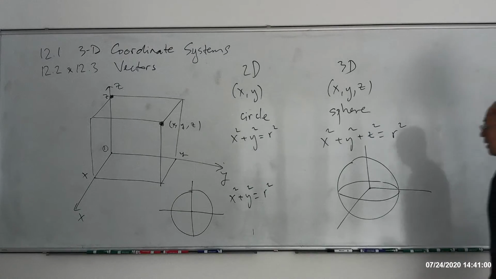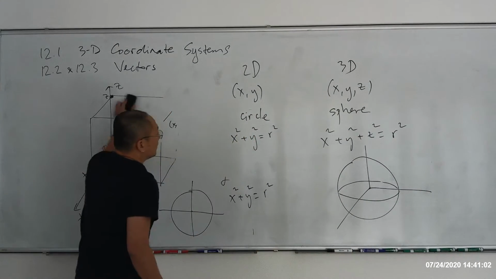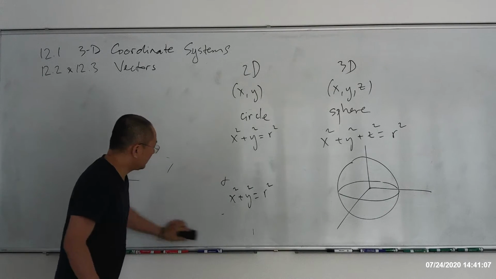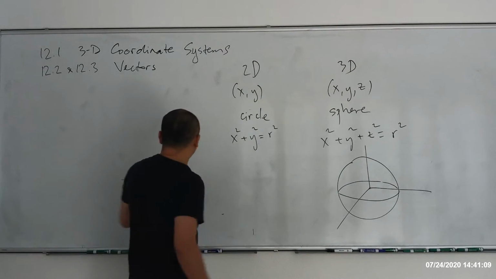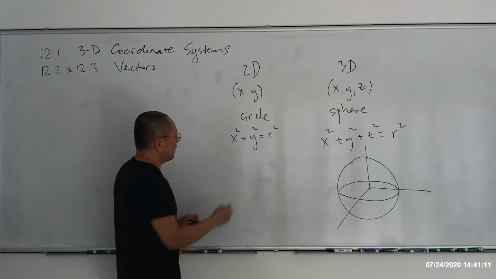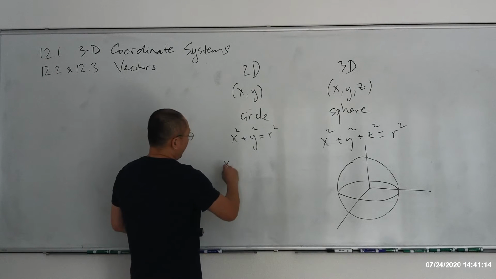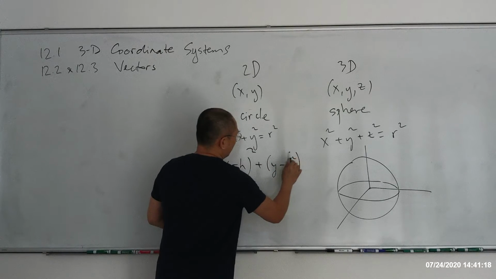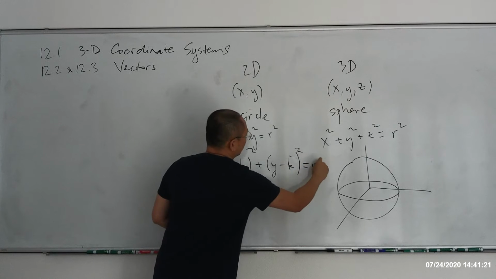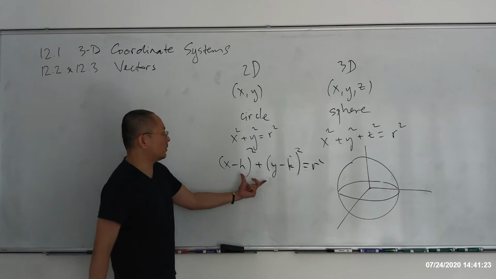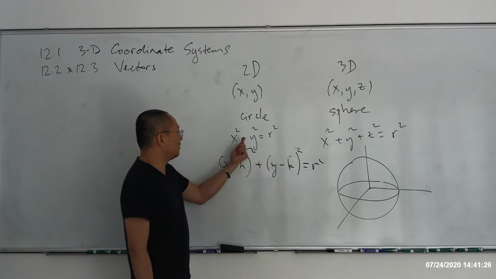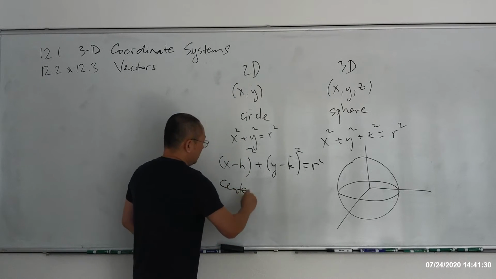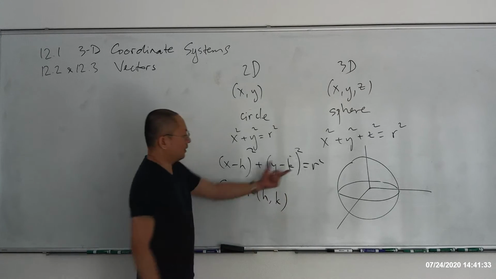Okay. It's like a ball. And of course, if you shift the ball around, or shift the circle around to a new center, like (h, k), you get (x minus h) squared plus (y minus k) squared equals r squared. This is also a circle in two-dimensional space, with center at (h, k) instead of the origin, and radius r.